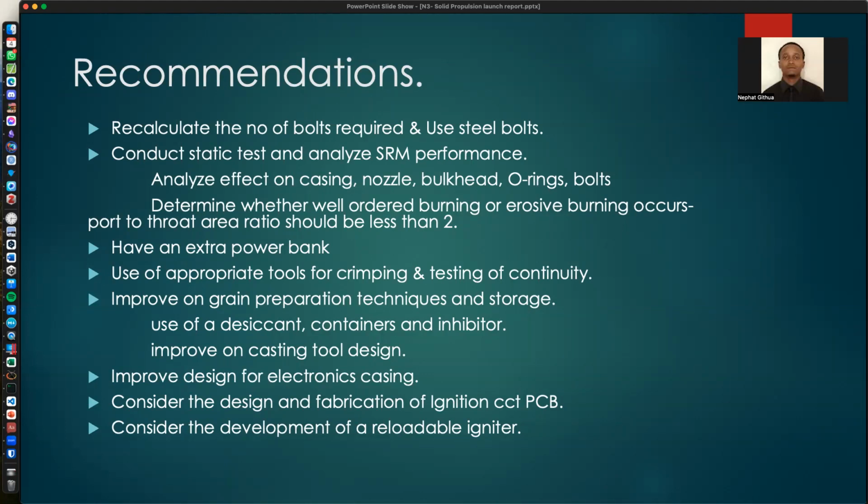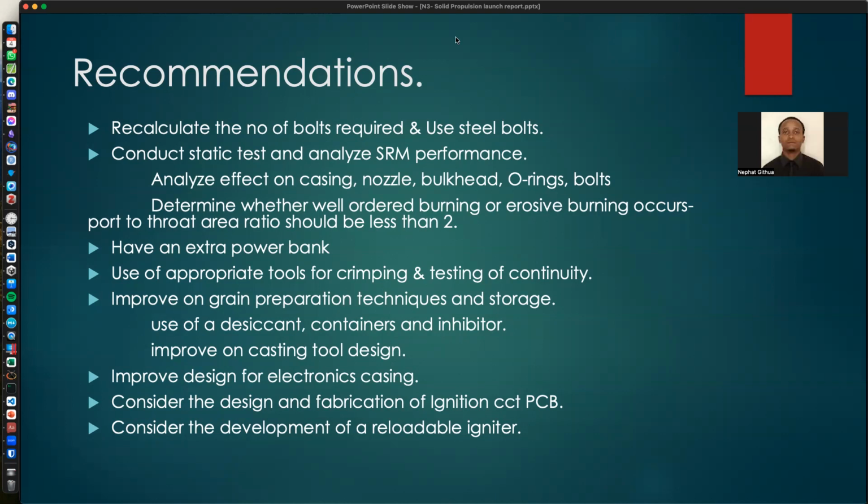We also have to ensure we have extra power banks and appropriate tools, and also continuously test our circuits and our igniters. We have to improve on our grain preparation techniques and storage. This means we'll have to document our grain preparation techniques properly. And we had a desiccant, but it appears that we were still not really able to store them well. Some got damaged, so we'll check on that.